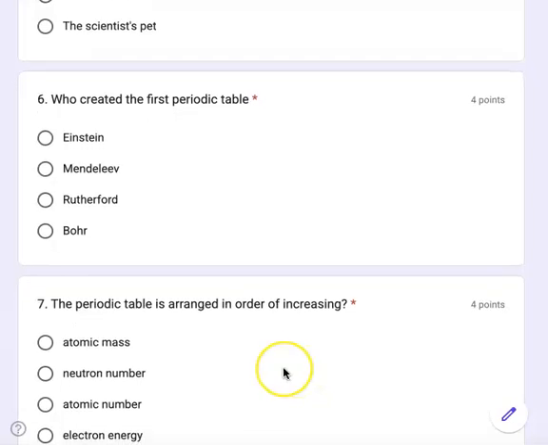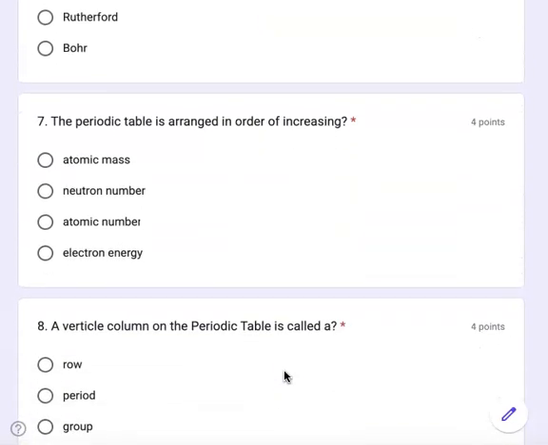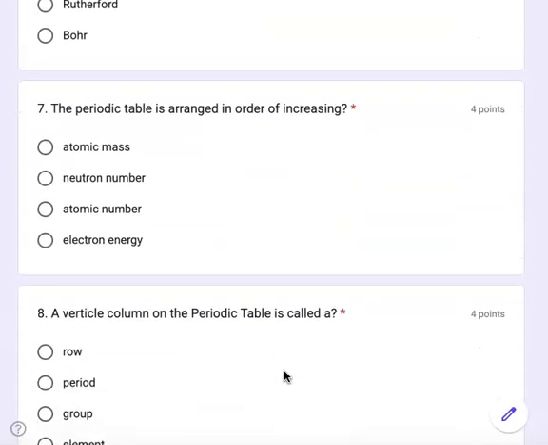6. Who created the first periodic table of elements? Einstein, Mendeleev, Rutherford, or Bohr? 7. The periodic table is arranged in order of increasing atomic mass, neutron number, atomic number, electron energy.